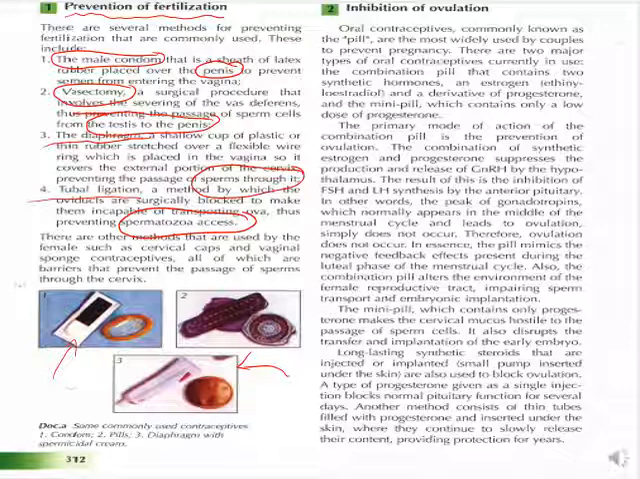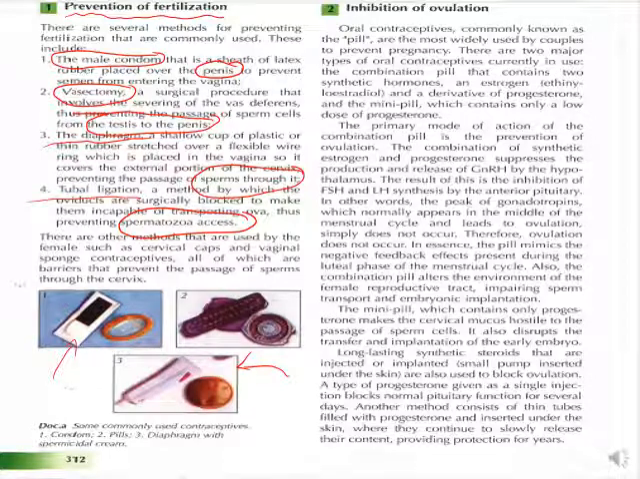These, all of them, are related to what? They are related to the inhibition of ovulation. However, oral contraceptives, also known as the pill, are the most widely used by couples to prevent pregnancy. There are two major types of pills. We have the combination pill and we have the mini pill.